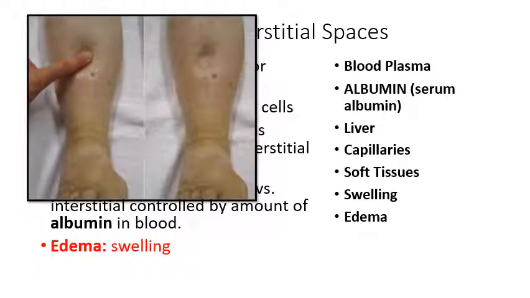Okay, so this is an example of edema, right? You have swelling of the feet. This is specifically a type of edema called pitting edema, because if you push your thumb against the swollen part and then you take your thumb away, you leave a pit.